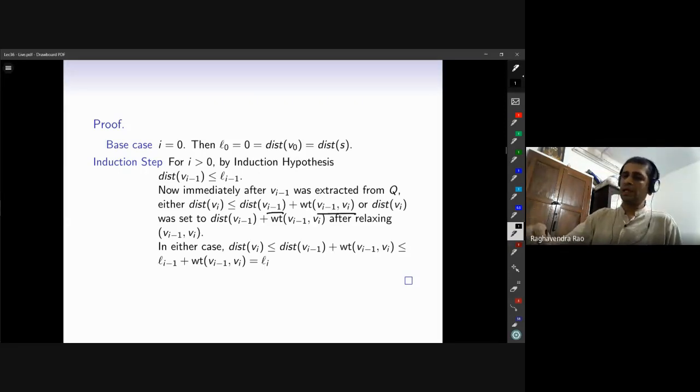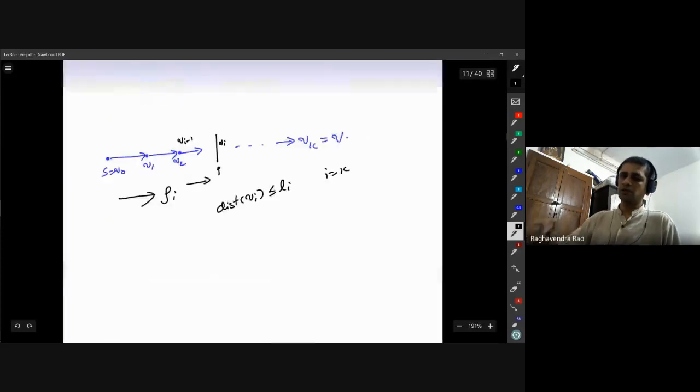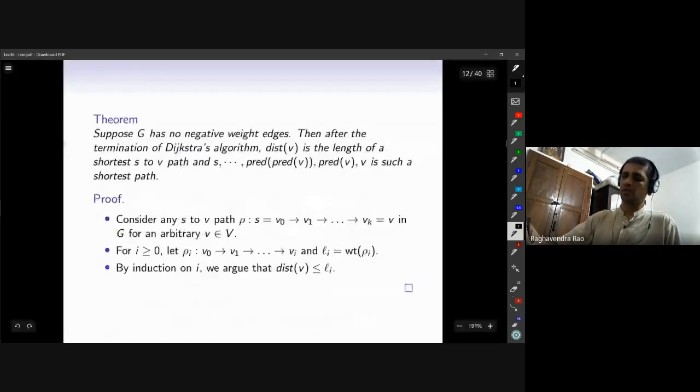Now by induction hypothesis, this value is at most Li minus 1. So this is at most Li minus 1 plus weight of Vi minus 1 to Vi, which is nothing but Li, right? So what is Li? Li is the weight of rho i minus 1 plus the weight of edge Vi minus 1 to Vi. So in other words, this is at most Li. Sorry, I said Vi earlier, it should be Li. So distance of Vi is at most Li.